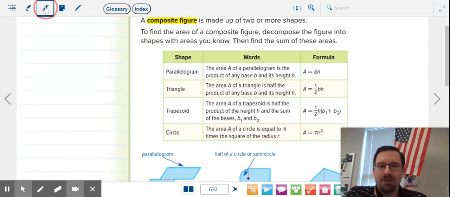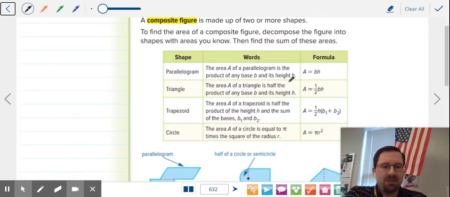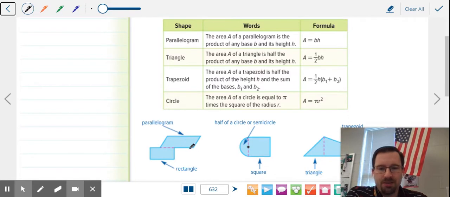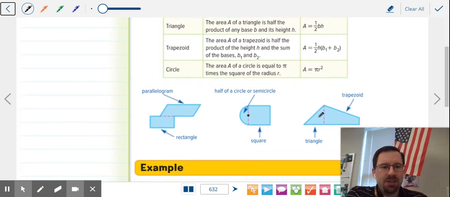We're going to be looking at parallelograms. With those, you take the base times the height. So here's the base, here's the height, just like a rectangle. Triangle, you take half the height and the base. Okay, so right here, you know what the base is, you know what the height is, take a half of that.